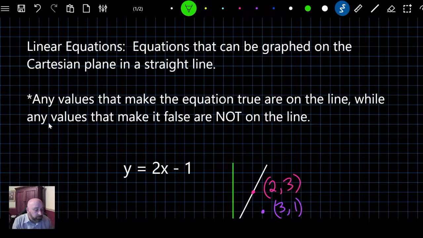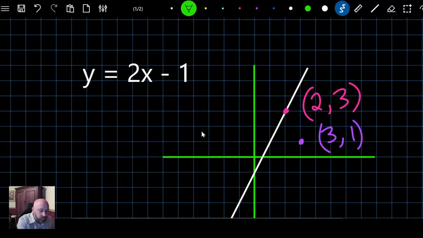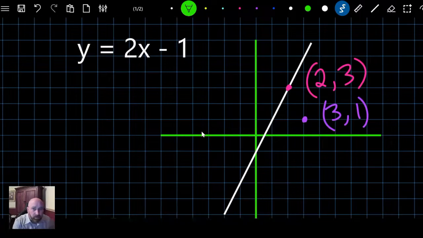Notice it says any values that make the equation true are on the line, and any that are not true, are false, they are not on the line. Okay, so maybe that's like, oh, what's he saying right now? All right, let's take a look at this. Let's kind of zoom in and take a closer look at this one right here.